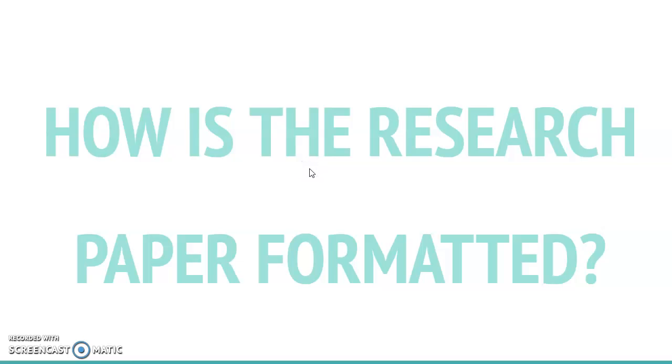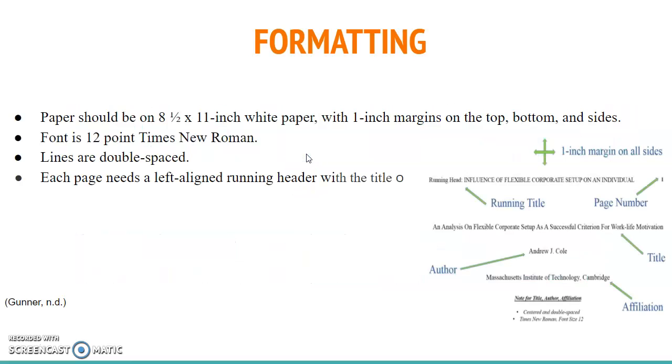Now, how is this research paper formatted? Generally, research papers are formatted using APA guidelines. Therefore, the paper should be 8.5 by 11 with 1-inch margins on the top, bottom and sides, as shown in the diagram to the right. The font should be 12-point Times New Roman with the lines double spaced. Also, each page needs a left-aligned running header with the title.